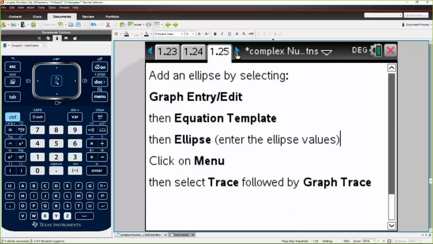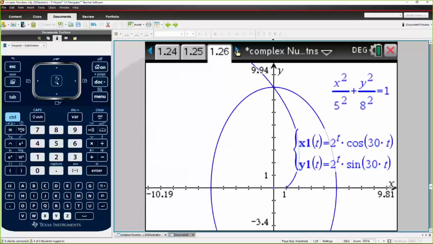And also add the ellipse. So go to the equation template, select ellipse, and then click on menu and so on, just like you saw Stephen do earlier. So let's have a look. We've done all this, set it up so that you don't have to just watch me type. And there's the graph. So there's the ellipse that we've got in there. There's the equation, and there's the parametric equation.